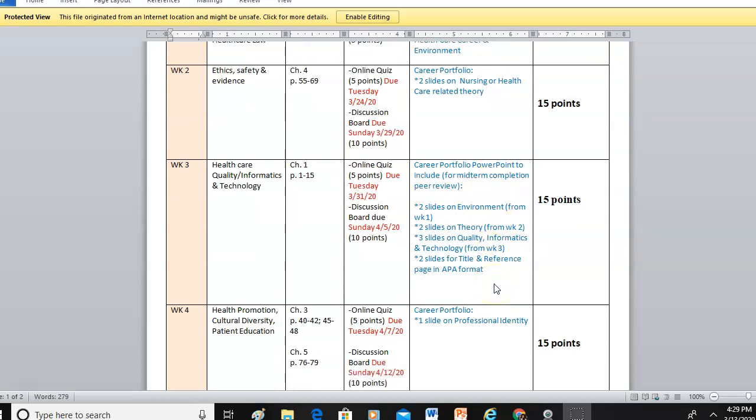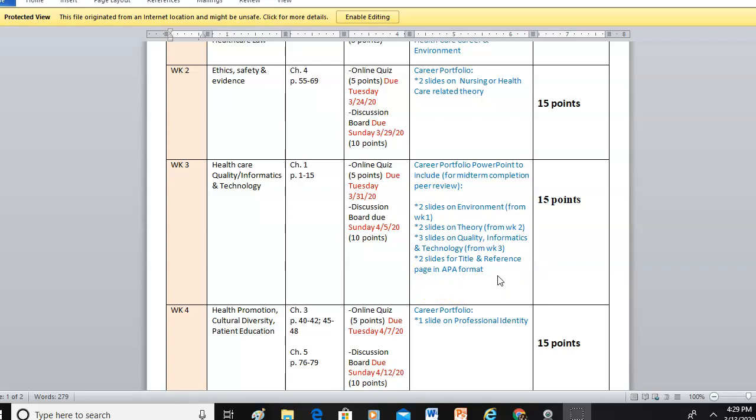In week 3, you're going to add 2 slides on environment, 2 slides on the theory, which is going to be from before, and then what would be in addition is 3 slides on quality, informatics, and technology. So notice that you added 2 slides from week 1, 2 slides from week 2, 3 slides from week 3, and that's how it will go on and so forth. So really by midpoint at this time in the class in week 3, you really should have a solid 7 slides done. And then also be looking at making a title slide as well as a reference page.